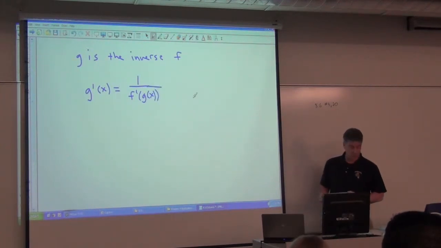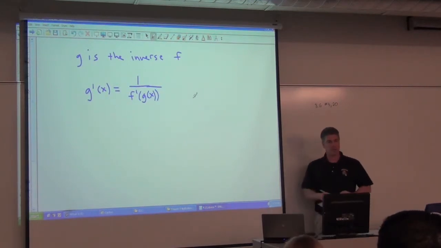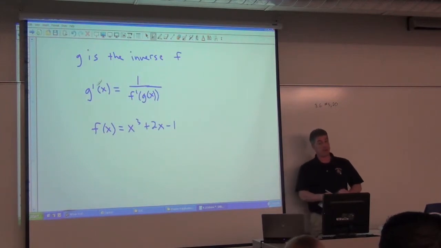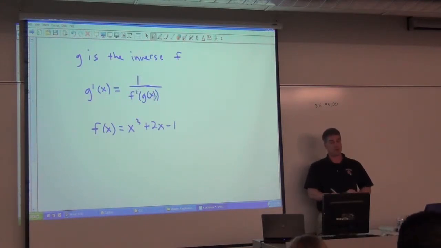On the other problems, you said you could easily find the inverse, right? Yeah, just by flipping them. But this one, when our function is x cubed plus 2x minus 1, we couldn't easily find the inverse, could we? But if we did find the inverse, the derivative of the inverse would be 1 over the derivative of the function at g of x.